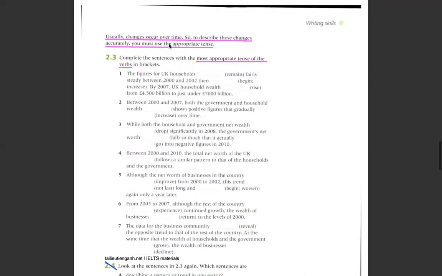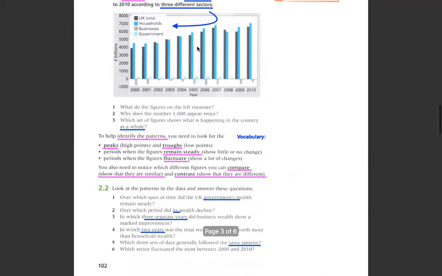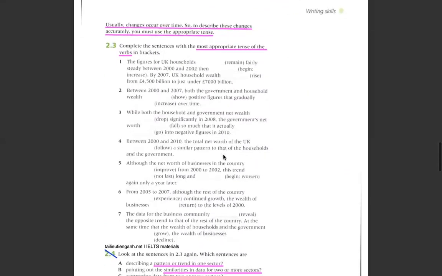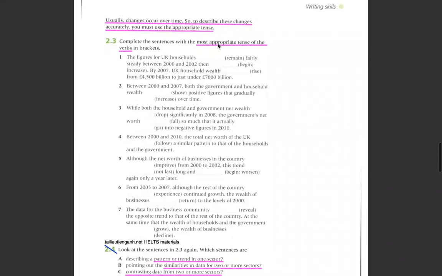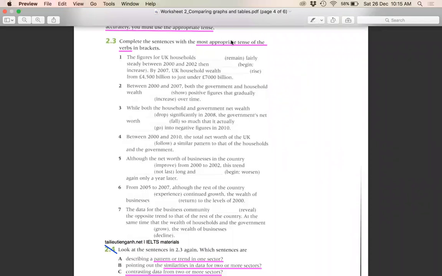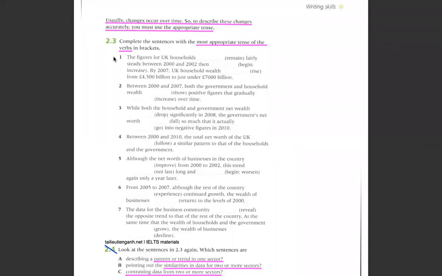Okay, so often we talk about changes over time. For example, here, changes from 2000 to 2010. So it's important to describe these changes using the appropriate tense. Okay, should we be using past tense, future tense, present tense, for example? So let's do a few of these sentences. We'll start with number 1. So for each of the gaps, you need to decide which is the correct tense for the word in brackets.